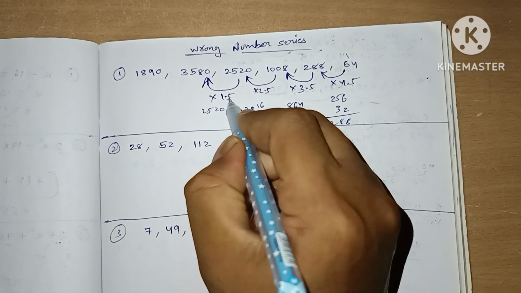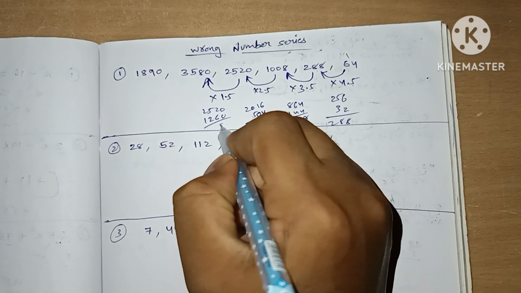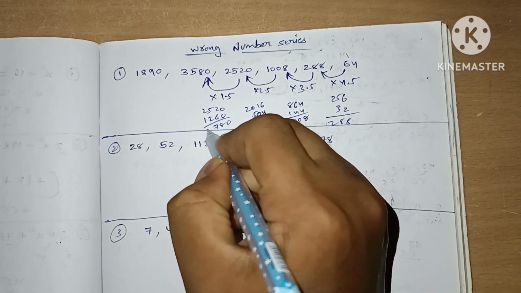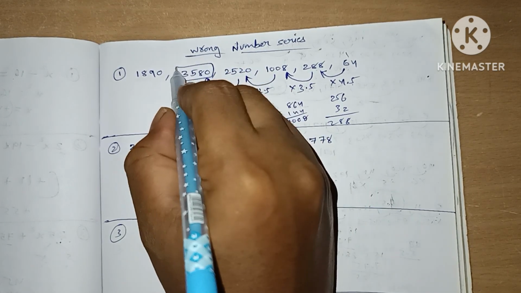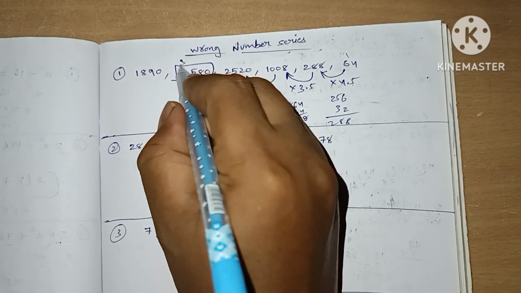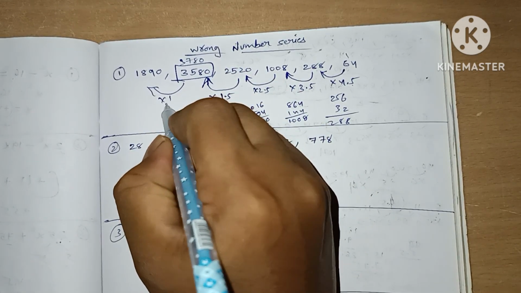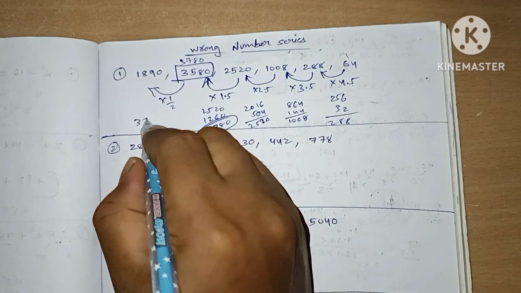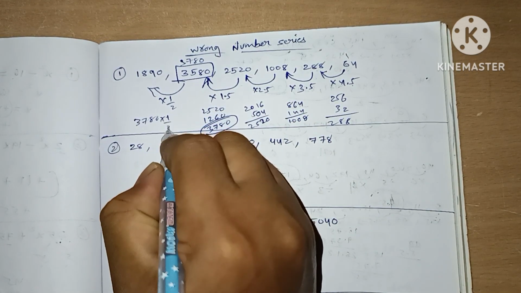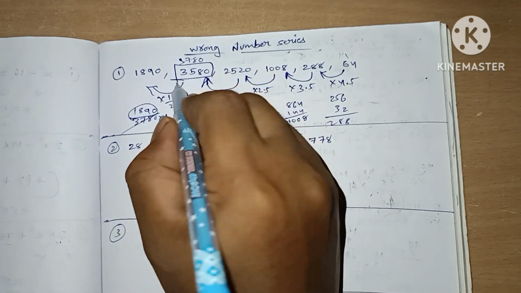2520 plus 1260. We get 3780, but here we have 3580. If it is 3780, it must be into half times. 0.5 is nothing but half. So 3780 into half will be 1890. So this is our wrong number.